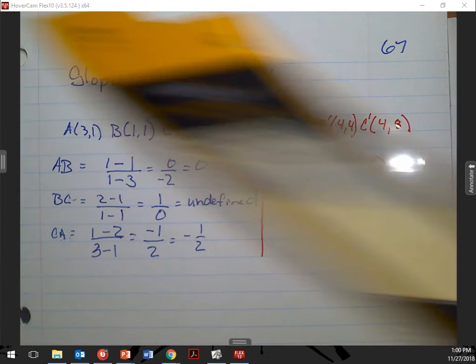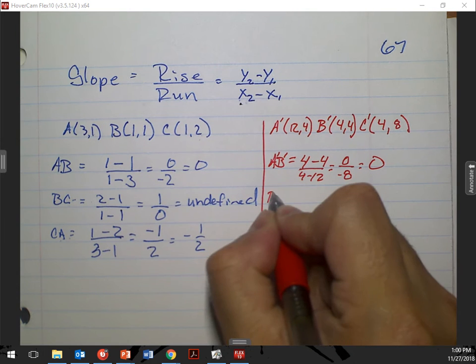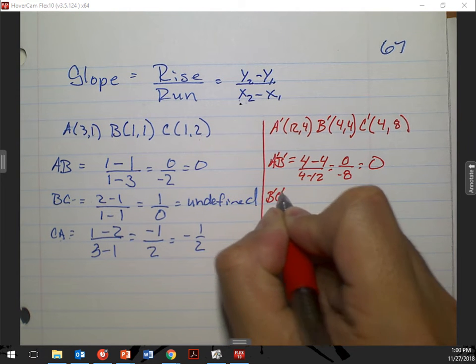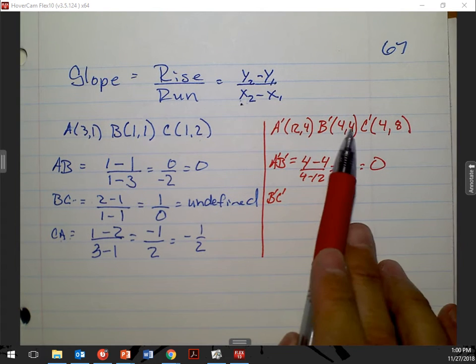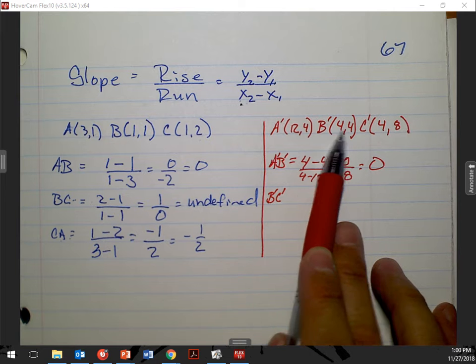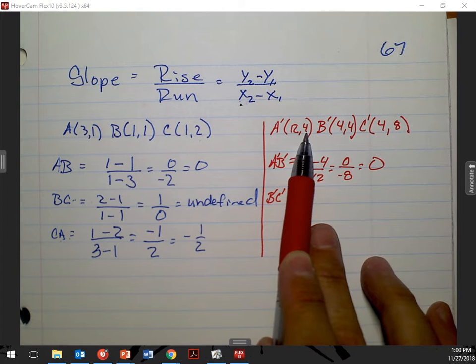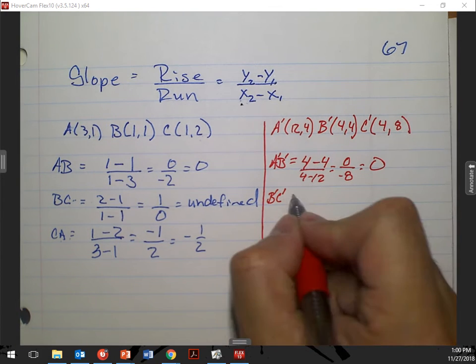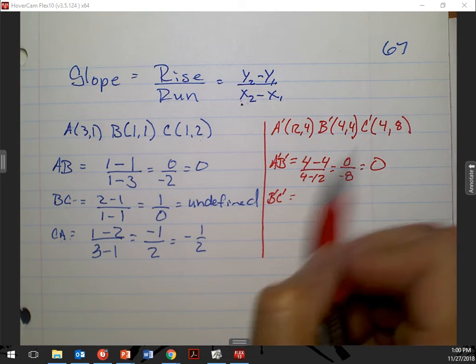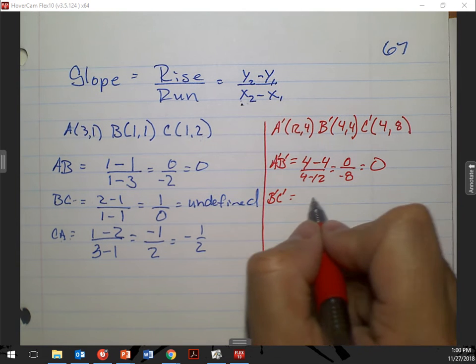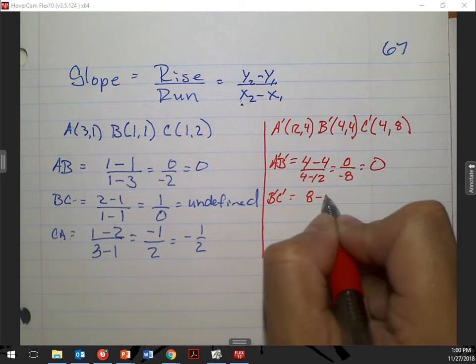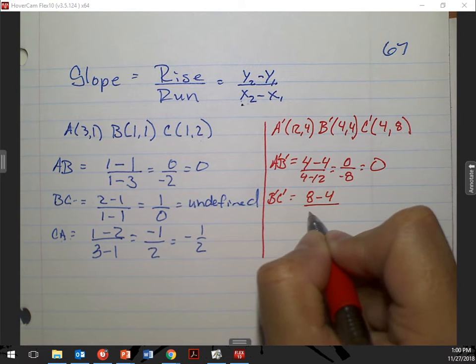Now, let's do the other one. The other one is going to be B prime, C prime. It was 4 minus 4? Yeah, because it's A, B, so it's this 4 minus that 4. B prime, C prime: 4 minus 4. Isn't C the second one? Oh, yeah. 8 minus 4 over 4 minus 4.